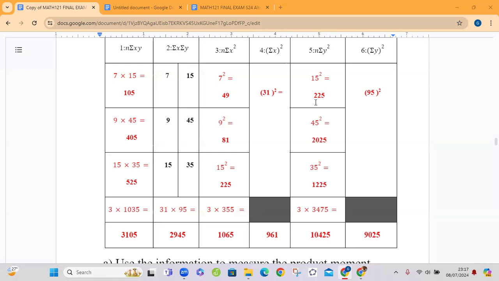To get the fifth number, this is n times the sum of y squared. So we need the sum of y squared before we multiply by n, but then we need the y squares before we find the sum.